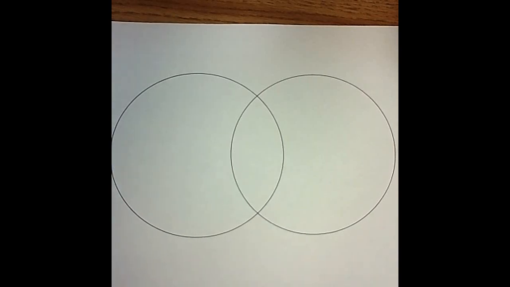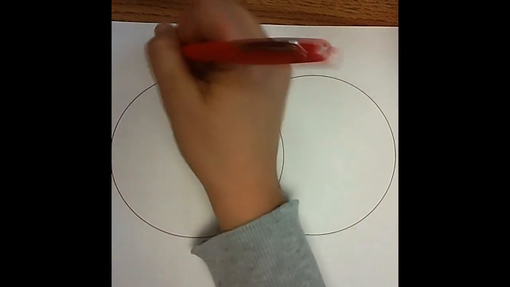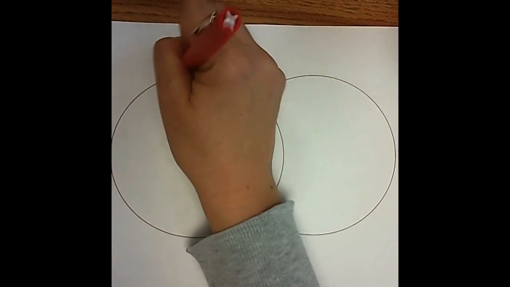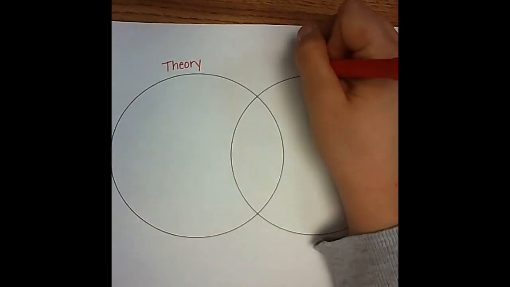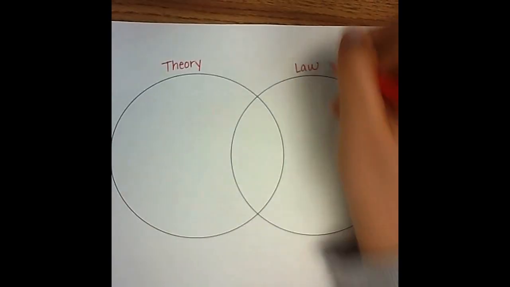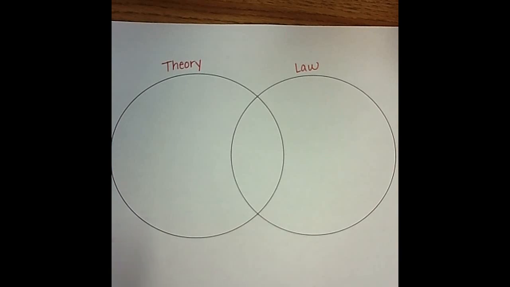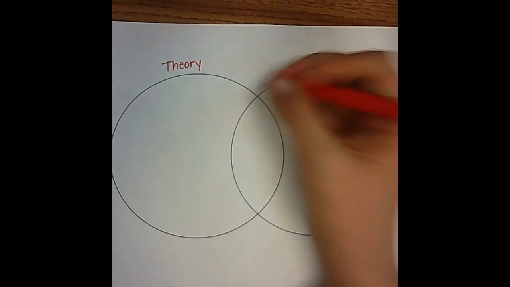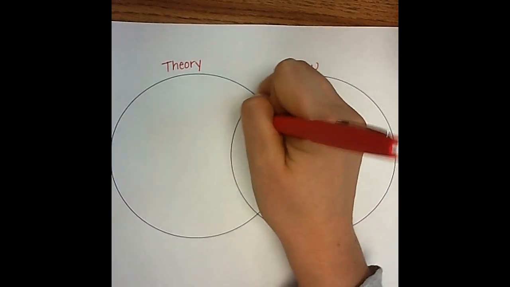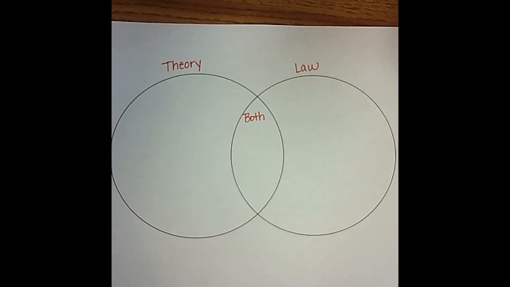Okay, so this video is going to review the theory and law Venn diagram. On your notebook paper, you would draw two circles that overlap, and one is going to be dedicated to describing theory, and the other is going to be dedicated to describing law. In the middle, where they overlap, is where you're going to put things that they have in common.